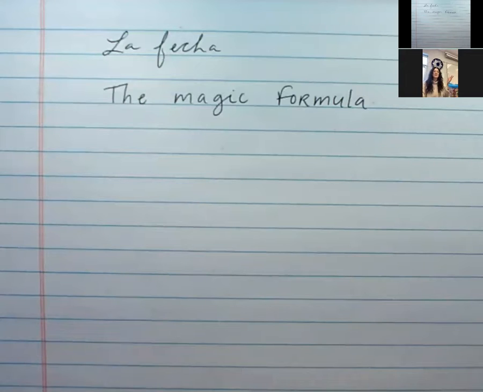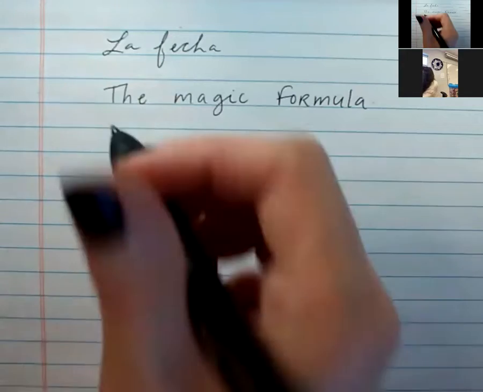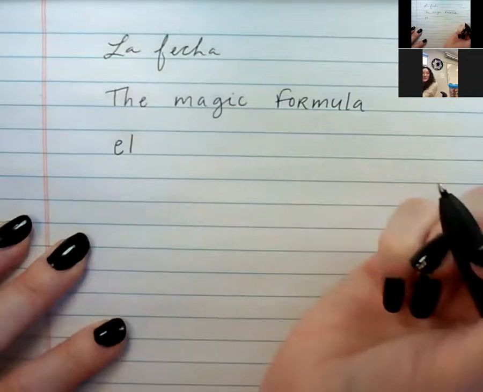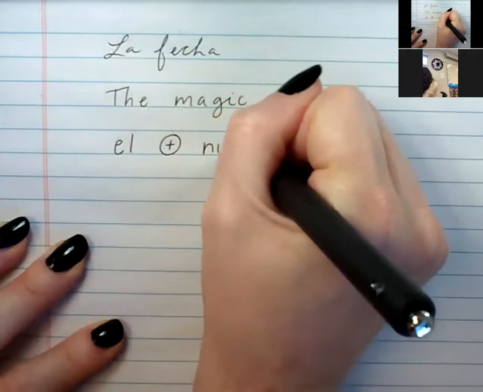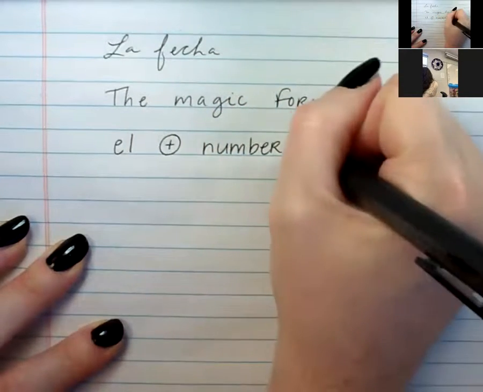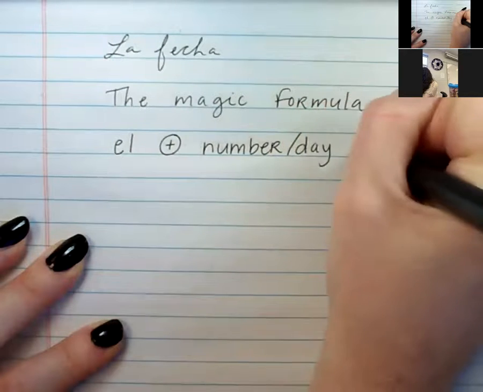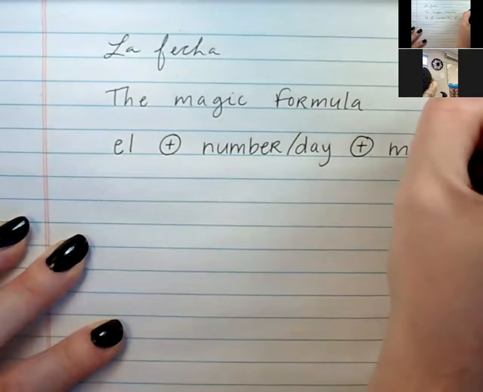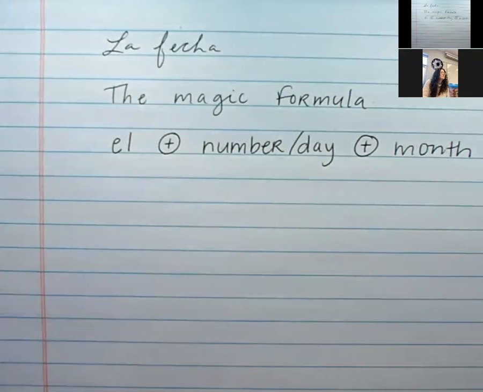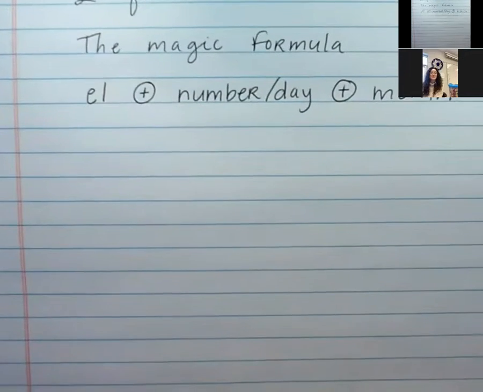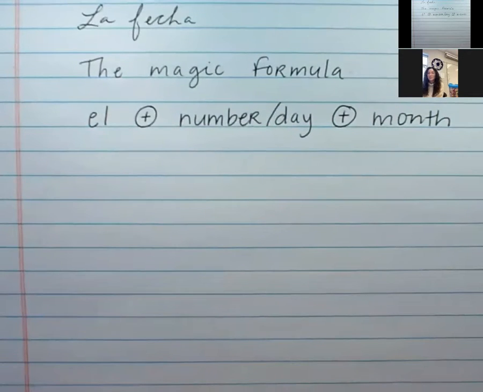So yes, a few of you typed this in. The number or the day comes before the month. So we start with L, and then you add the number or the day. And then we add the month. So just to be a super helpful little person, I'd like to go over the months really quick.